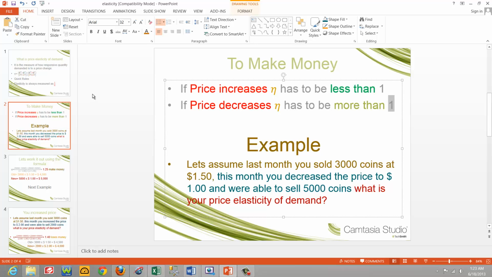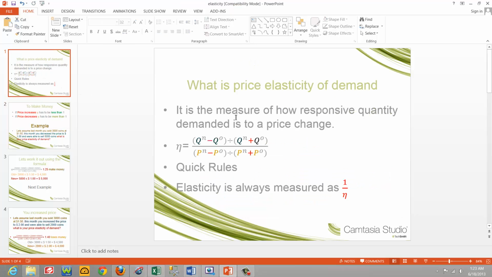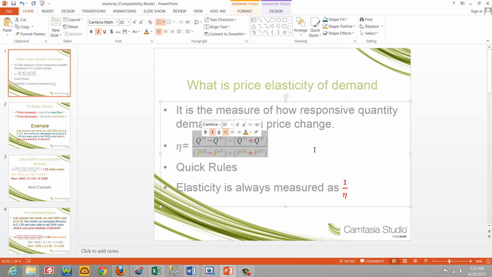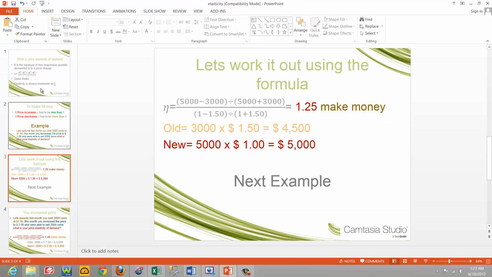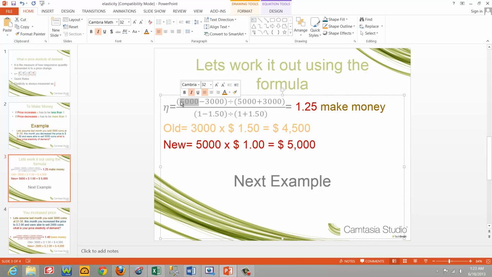Now to make this easier, copy this formula and put it on paper. It will really help if you copy this down and put it on paper. Okay, now let's work through it. Using this formula that we showed, remember, the top is quantity, the bottom is price. New quantity, 5,000, obviously from this example. And the old quantity, 3,000.